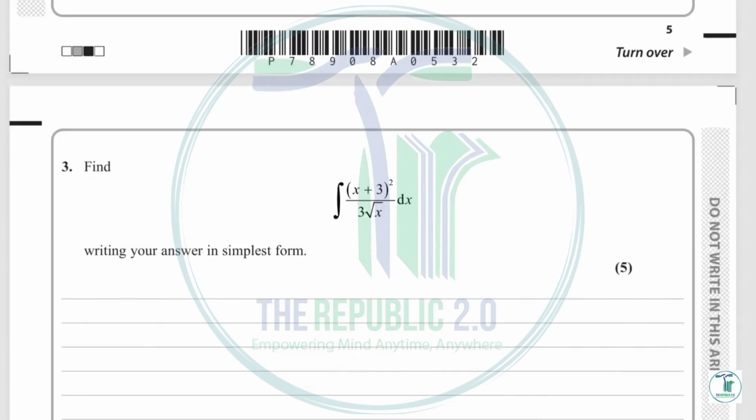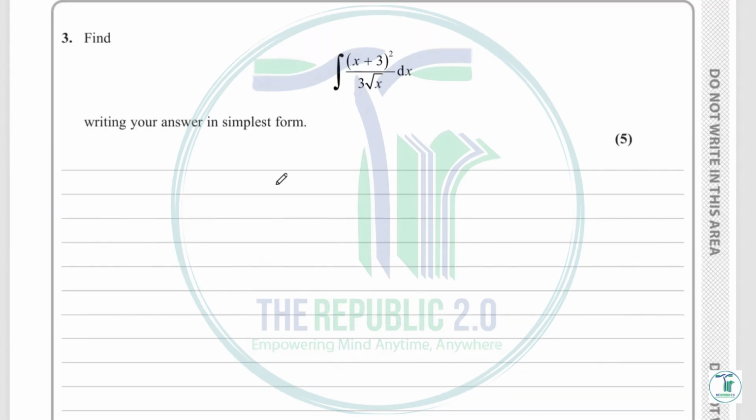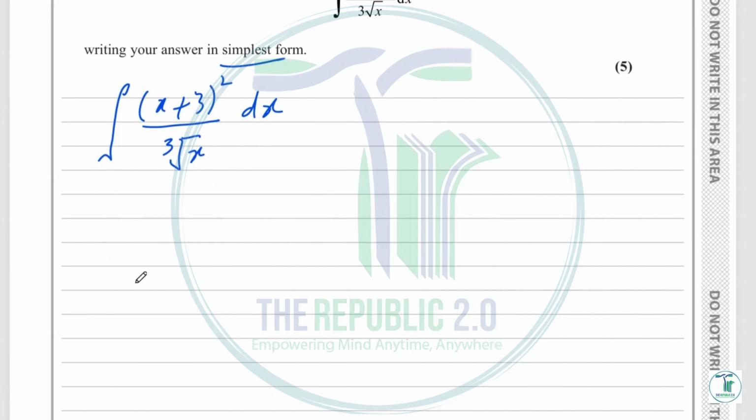In question number 3, we need to find the integral of this expression, and we need to write it in the simplest form. So first of all, I've got the integral of (x plus 3) squared divided by 3 root of x times dx. I'm going to expand the above expression. So expanding this expression, I would have x squared plus 9 plus 6x, right? Divided by 3 root of x times dx.